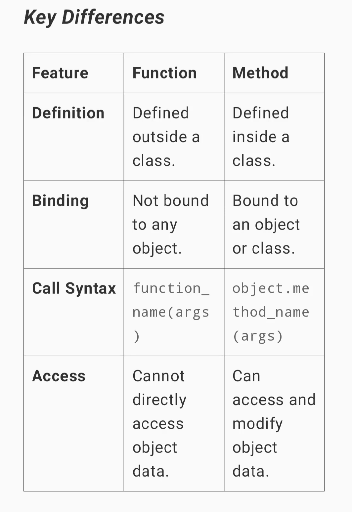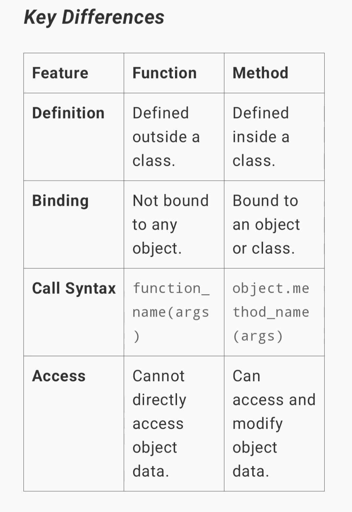In this video, I'm going to explain the difference between methods and functions in Python. Methods and functions are the same in many ways, but they have some key differences. A function is called outside the class, but a method is called inside the class. And a function is not bound to any object, but methods are bound to a particular object or a class.